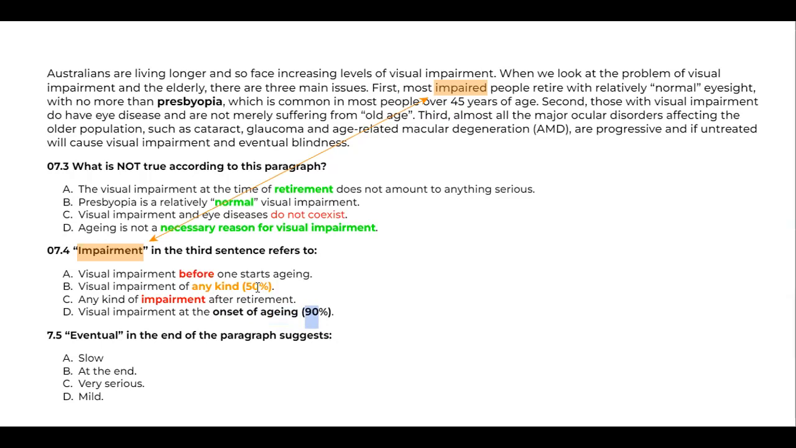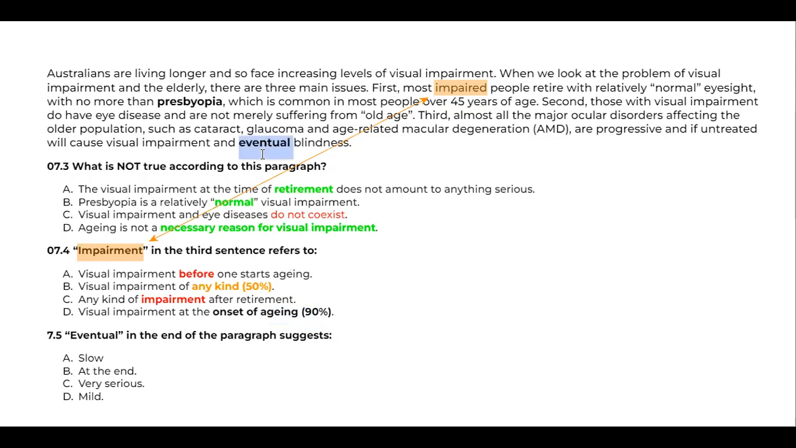Okay, fine. So we are moving to 7.5. Please come forward with your argument. Arguments are highly necessary here. Okay, third one, 7.5. Eventual in the end of the paragraph suggests. Find out the area here. In the end of this one, eventual blindness. Yeah, of course it is there.